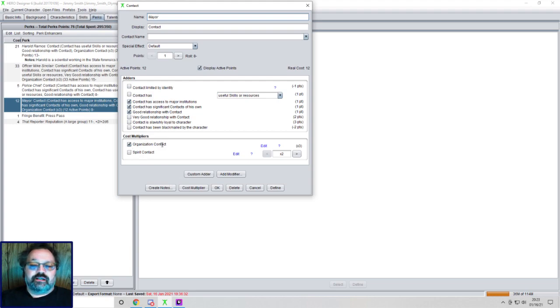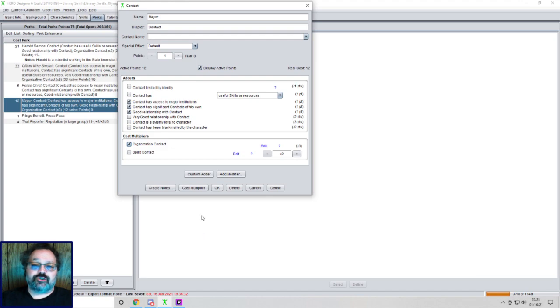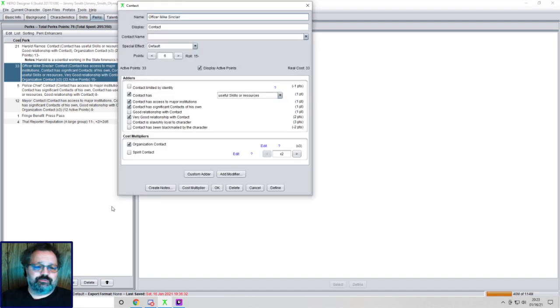And because the contact is part of an organization, the city government, you have to put a times 3 multiplier on that cost, which would normally be 4 points for this contact, but because he's an organizational contact, that multiplies it by 3 to give you 12 total points for that. Kind of like here, just a police officer was more.